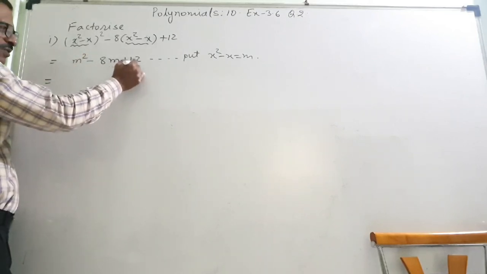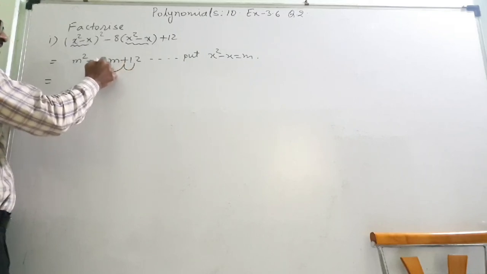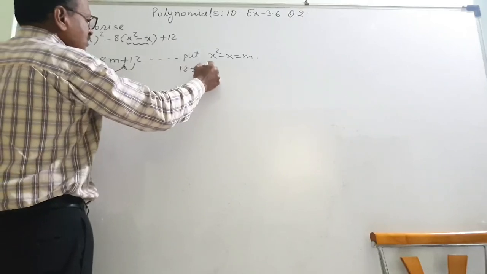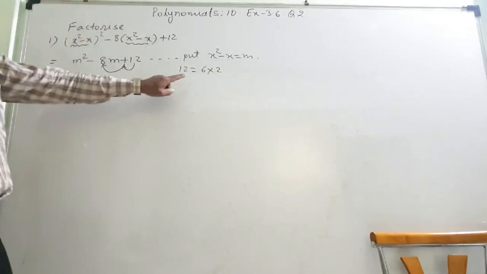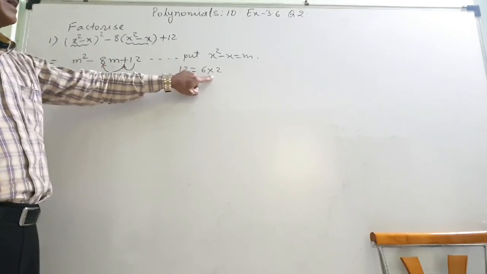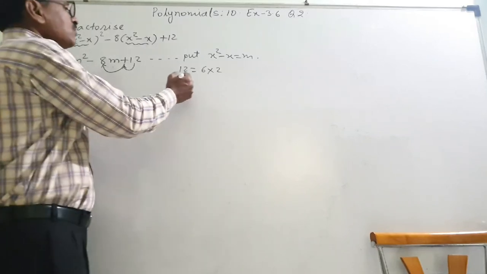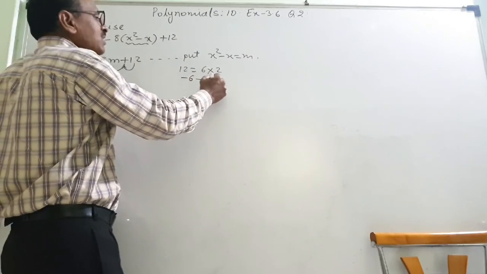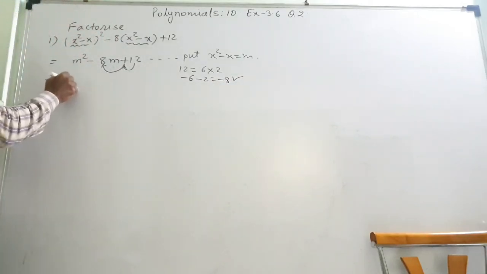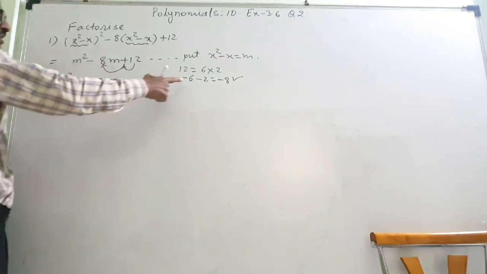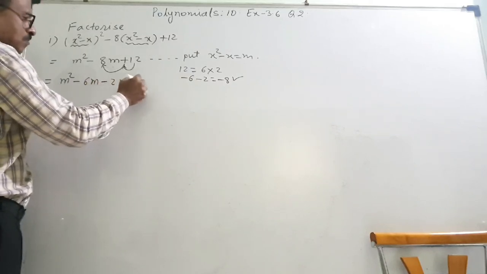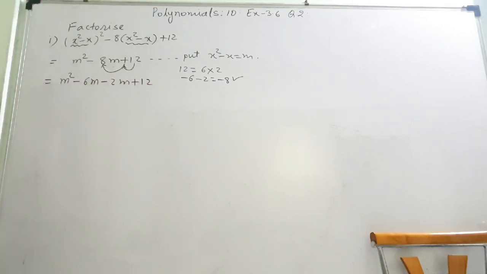Find the factors of 12 such that their addition is 8, and that addition should be minus 8. So 12 is equal to 6 into 2. I want to add them because here it is plus sign. Plus sign means I have to add them. 6 plus 2 will be 8, but that addition should be minus 8. So minus 6 and minus 2, that will be minus 8. So that is equal to m square minus 8m, which I will put as 6m minus 2m plus 12. Hope that you have understood this.